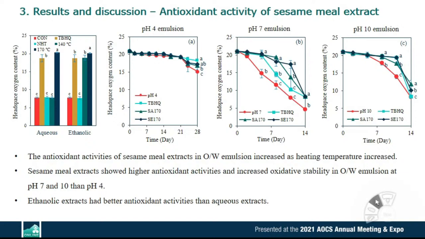In conclusion, chemical compounds and antioxidant activities of sesame meal extracts were influenced by heat treatment. After heat treatment, concentration of sesamol increased, so the antioxidant activities of sesame meal extracts in oil-in-water emulsion improved. Therefore, heat-treated sesame meal can be used as a natural antioxidant in oil-in-water emulsion matrix.